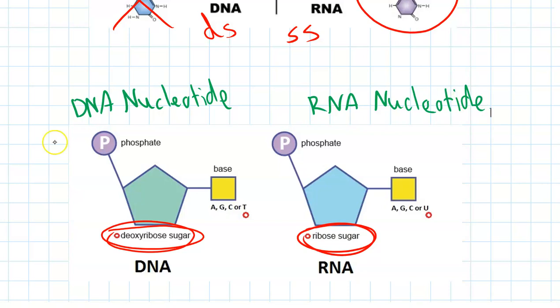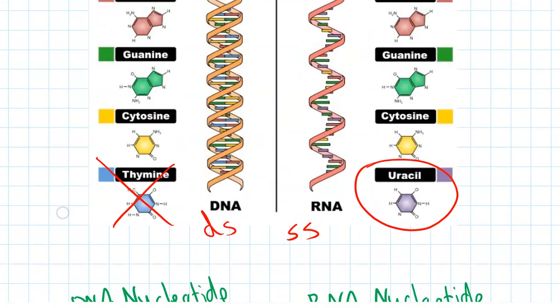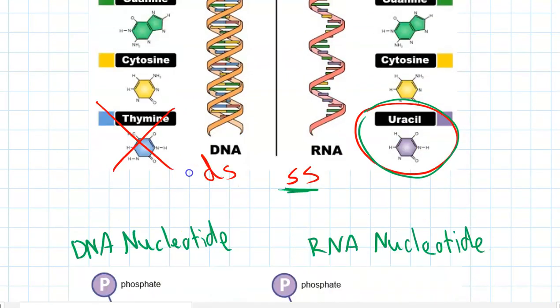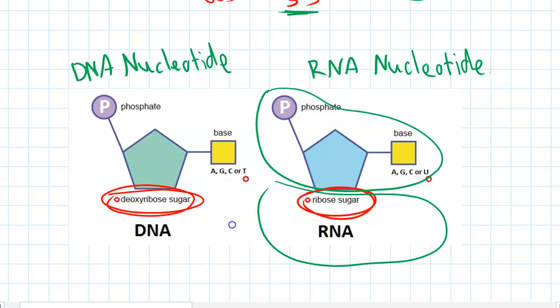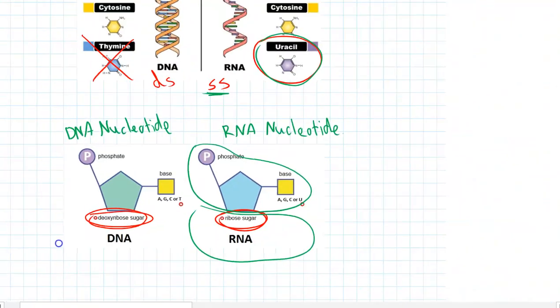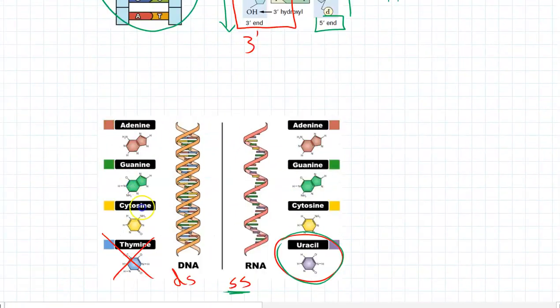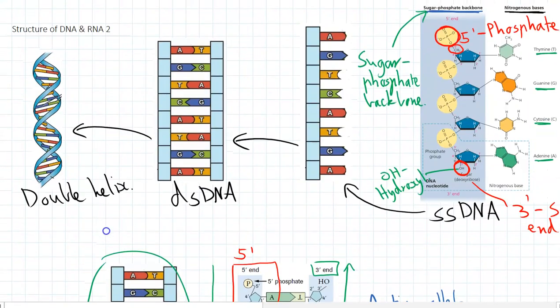So there's three main differences. RNA is single-stranded, it has uracil instead of thymine, and its nucleotides are made of ribose instead of deoxyribose. But they're still made up of nucleotides all stacked on top of each other to make the strand of RNA. Okay, that is the structure of DNA.